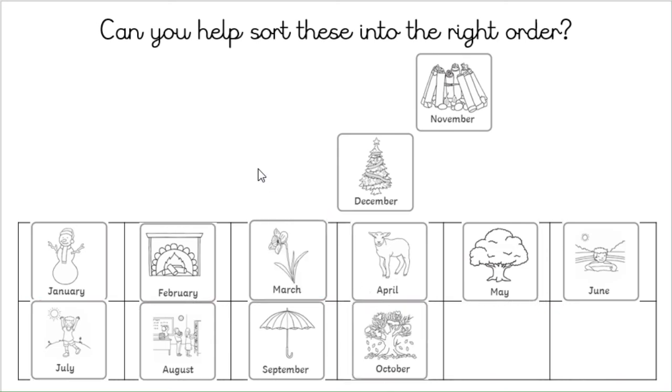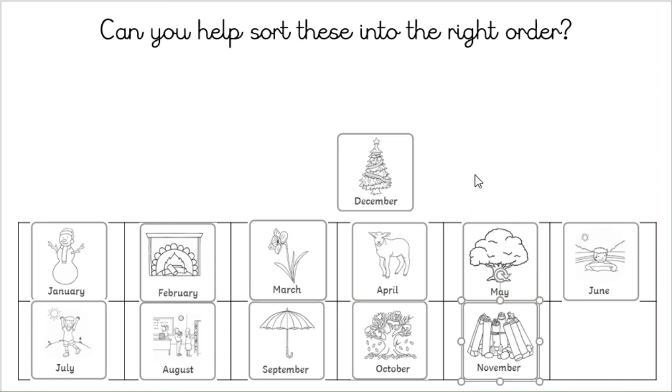Now we've got 2 months left. Let's go through and make sure we've got them in the right order. January, February, March, April, May, June, July, August, September, October. Now the next month is when we sometimes can have a lot of bonfires. Sometimes we celebrate bonfire night. That month is November.